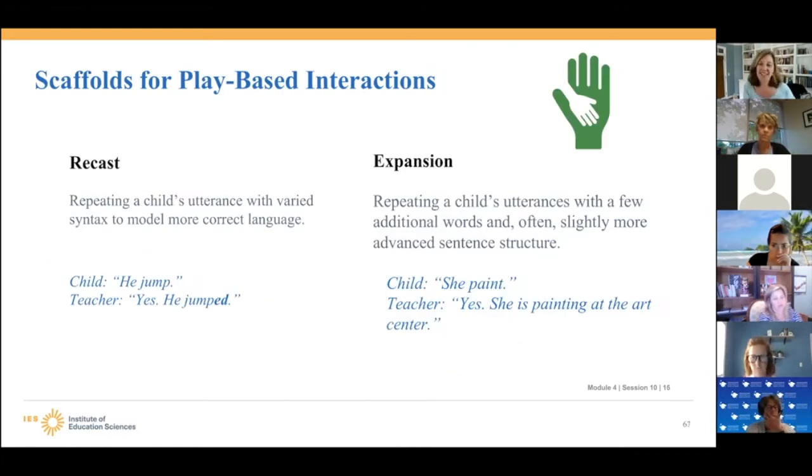And here the facilitator will say, let's talk about 2 scaffolds used during play-based interactions. So one is recast and the other is expansion. A recast is when you repeat a child's utterance with varied syntax to model more correct language. For example, if you're outside jumping rope and the child says, he jumped, you can recast by saying, yes, he jumped. So did you notice how I said he jumped and I emphasized that ED in the end? So when you respond, you use your tone to stress and highlight the words you want the child to focus on. So in this example, you want the child to change the verb tense from present to past, jump to jumped.